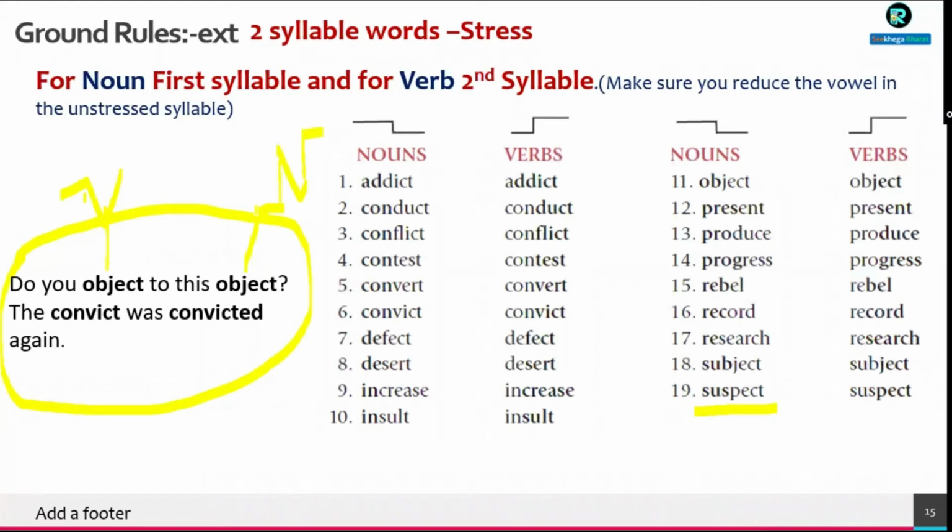The second one. The convict was convicted again. Yes, the convict was convicted. Very good. The convict was convicted again. Super. Very good.